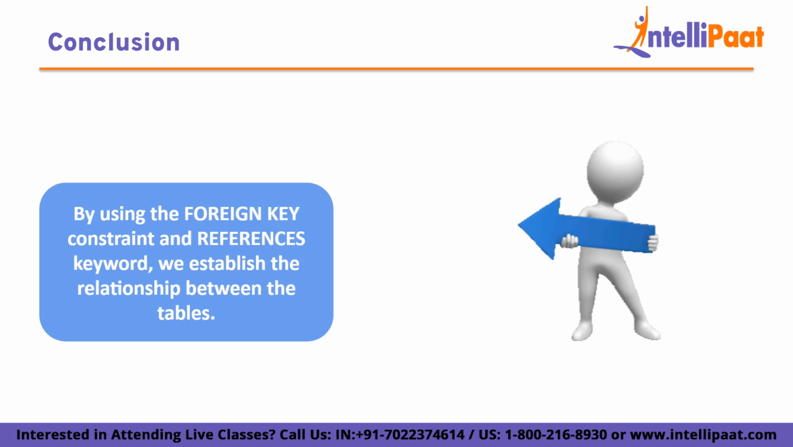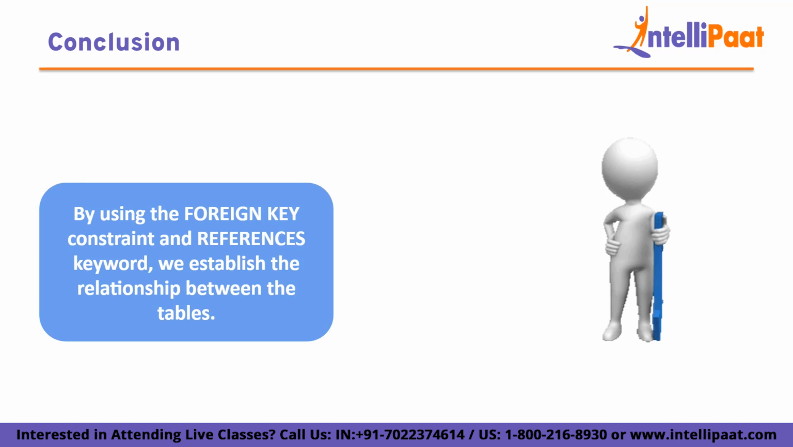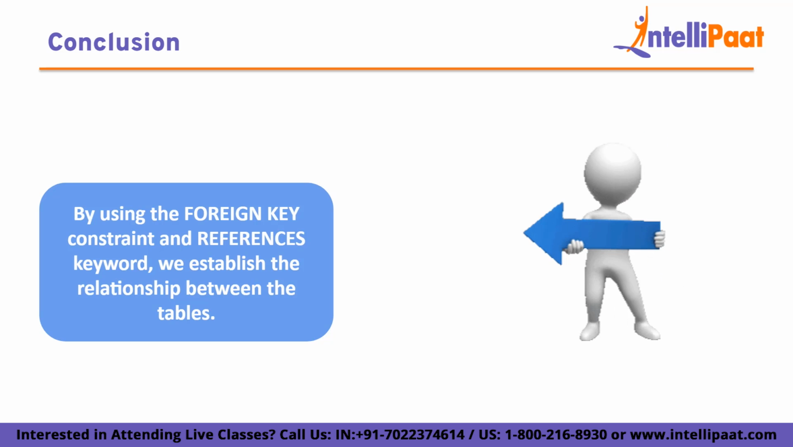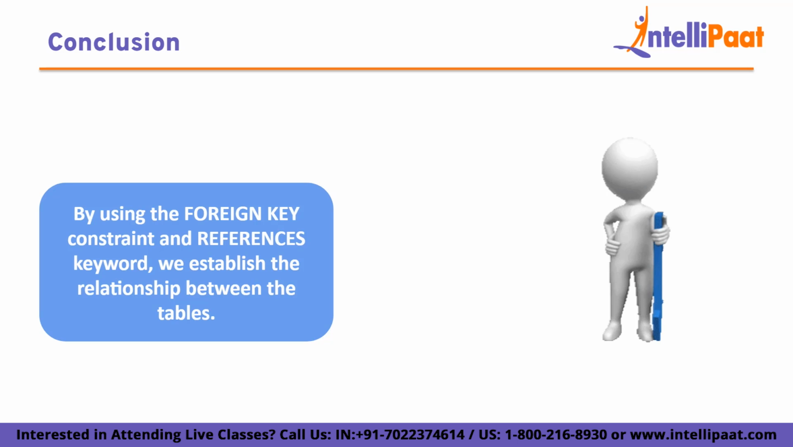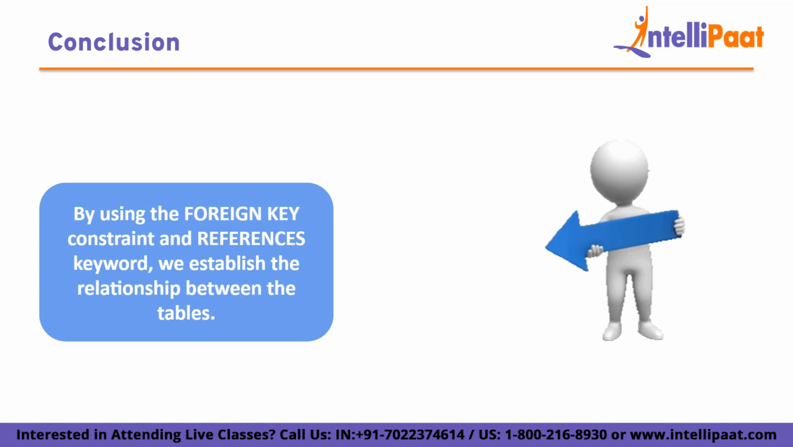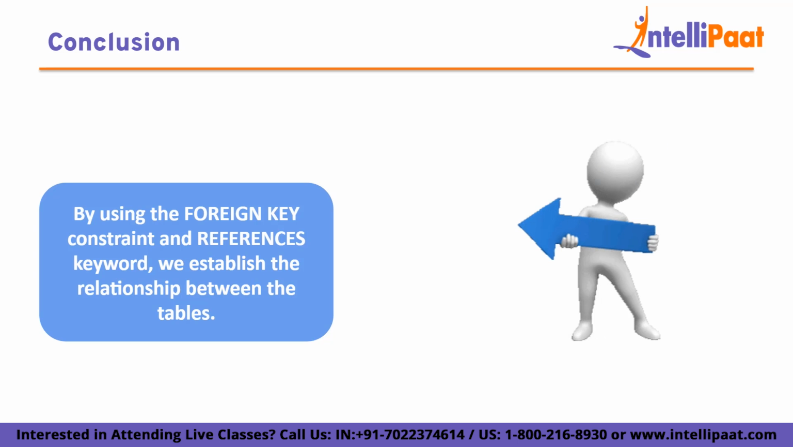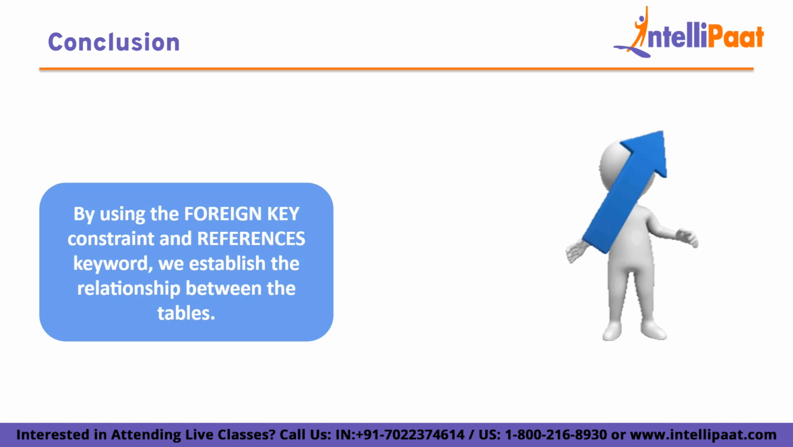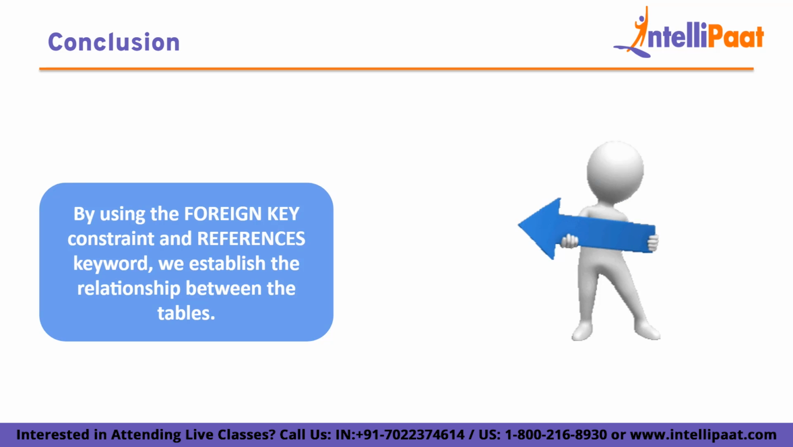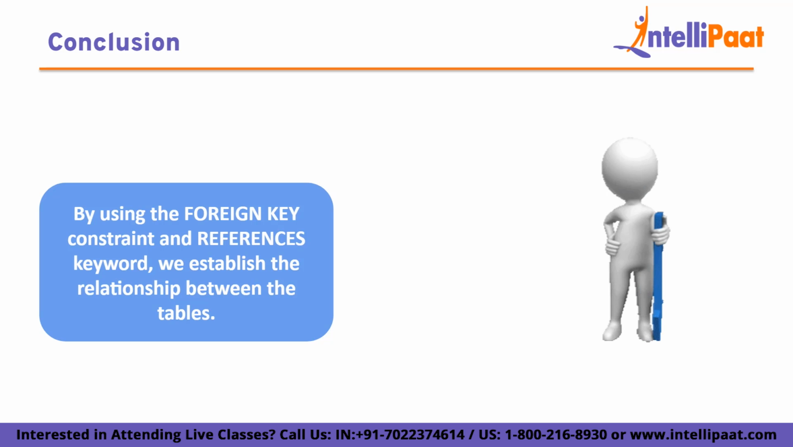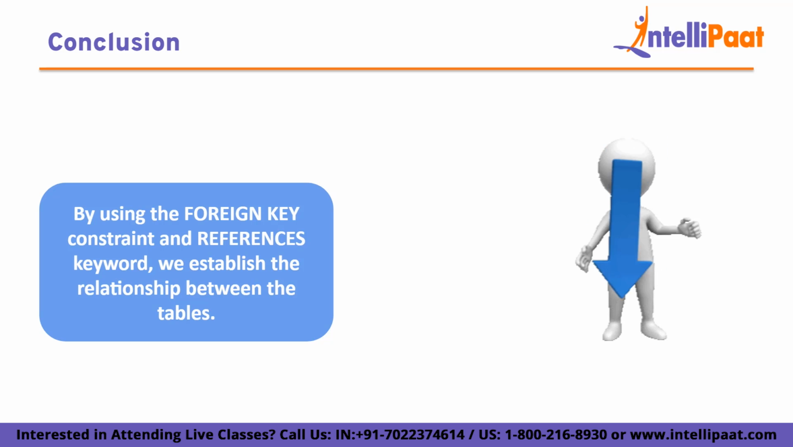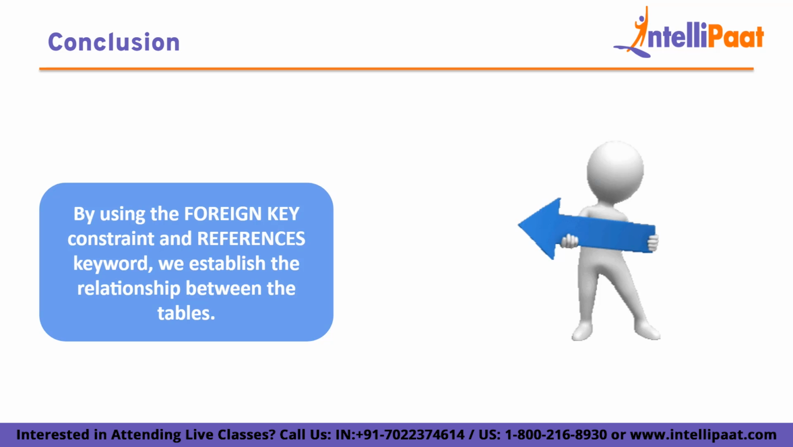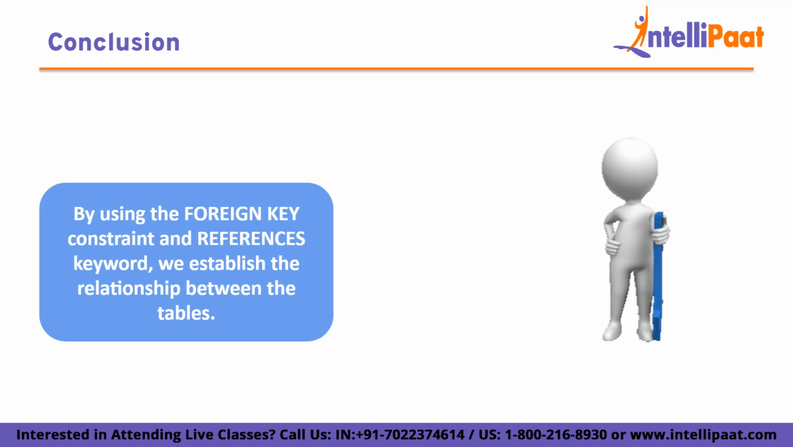ER diagrams use symbols such as rectangles for entities, diamonds for relationships, and lines to represent the associations and cardinalities between entities. By using ER diagrams, developers and stakeholders can communicate and collaborate effectively, ensuring accurate database design and promoting efficient data management in an organization. By using the foreign key constraint and references keyword, we establish the relationship between the tables.